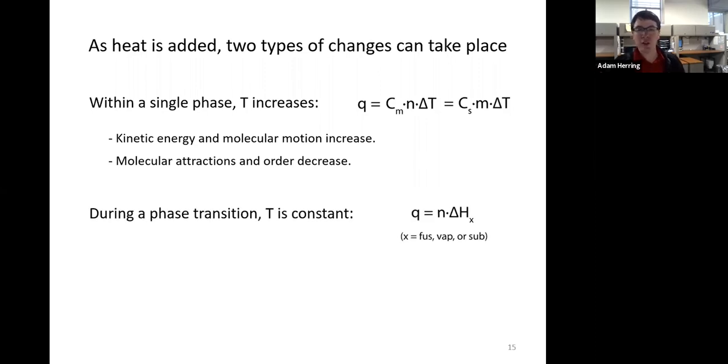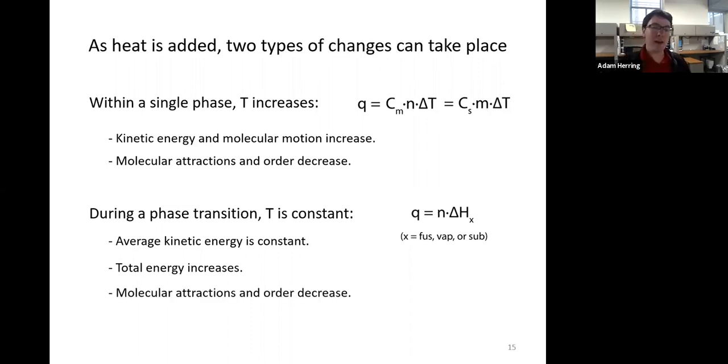However, during a phase transition, the temperature is constant. Therefore, the average kinetic energy is constant, but the total energy is going up. So what we're doing is increasing the potential energy of our substance at that point. When we add heat in during a phase transition, our molecular attractions are going down as well as the order. So the molecules are less attracted to each other, because now we're changing phases, going from solid to liquid or liquid to gas. There's more room in between the molecules, and therefore they're becoming disordered as well.